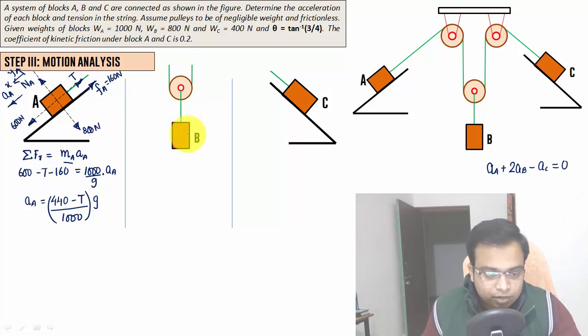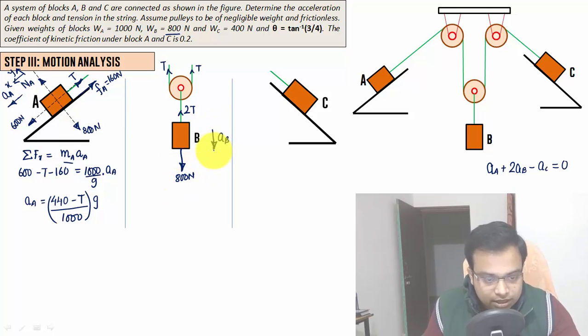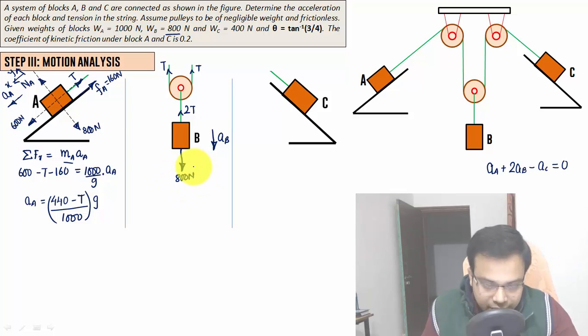Now, as far as block B is concerned, the tension over here is T. So in total, the tension over here is 2T, right? So we are assuming block B is moving in the downward direction, AB, and this is block B's weight, 800. Right, that's it. So this is where the motion is happening downwards. What is the force in the downward direction? It's 800. Take it as positive and take this 2T. Since it is opposite to the direction, take it as negative.